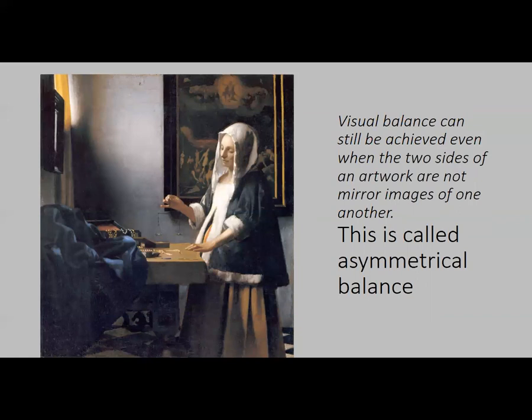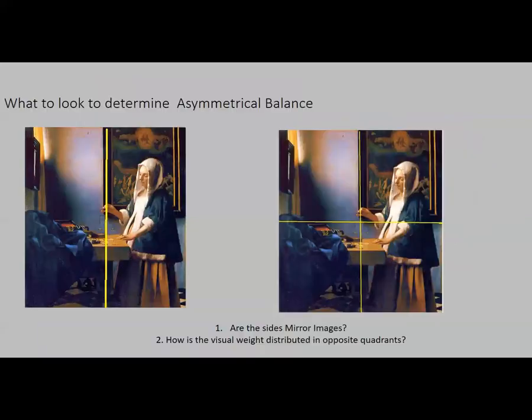So the next kind of balance that we're going to talk about is asymmetrical balance. And this can still be achieved even when the two sides of the artwork are not mirror images of one another. But we need to go into details about what makes it asymmetrical and not just badly balanced. So one way you determine asymmetrical balance is you divide it down the middle, and then you're like, oh, look, the two sides are not the same. The visual weight's not distributed the same.